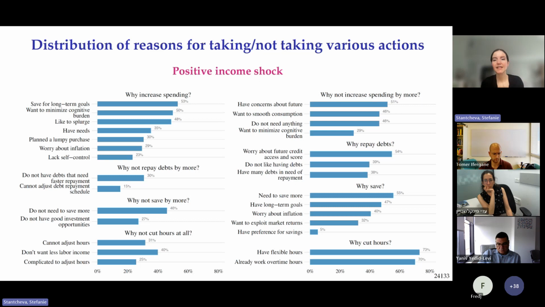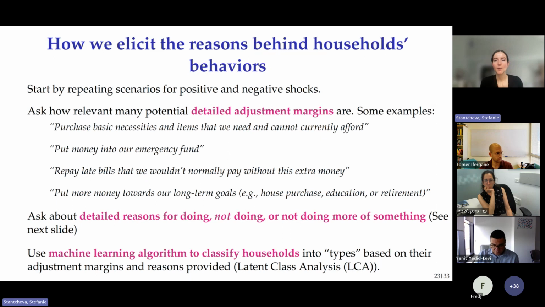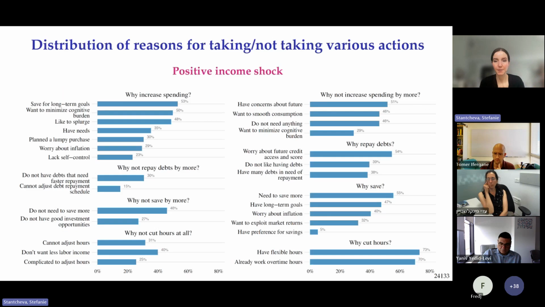So these are just examples of the reasons that people can give, and households can give several reasons, of course, for doing something or not doing something. And then we can use a machine learning algorithm, which is called a latent class analysis, or LCA, to basically let the algorithm identify types in the data. So based on responses that tend to go together, which types appear? Households that tend to answer similarly to all of these questions about reasons. That helps us say these are the clusters of households that appear.